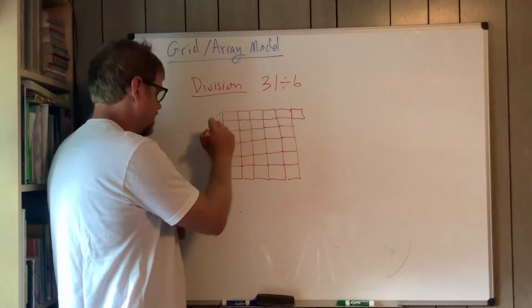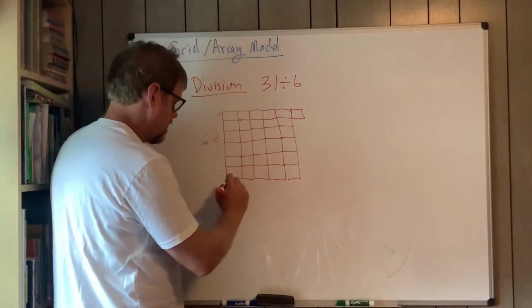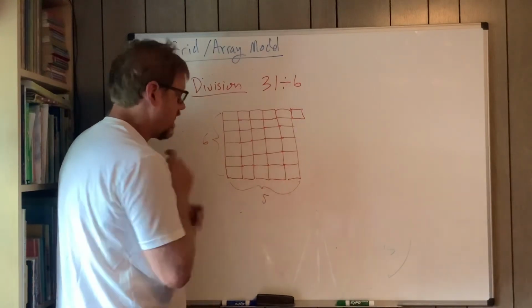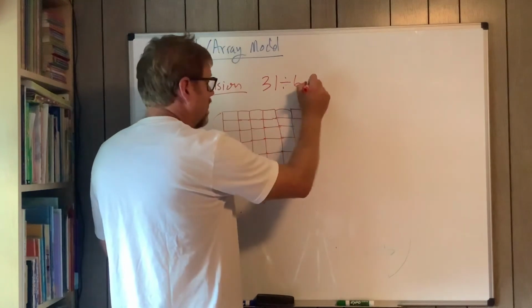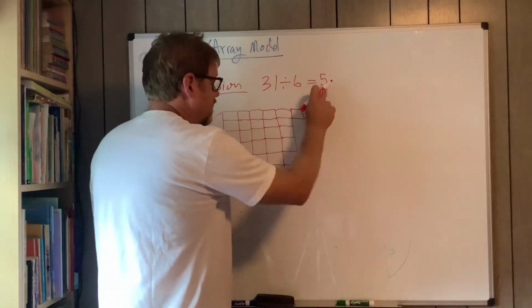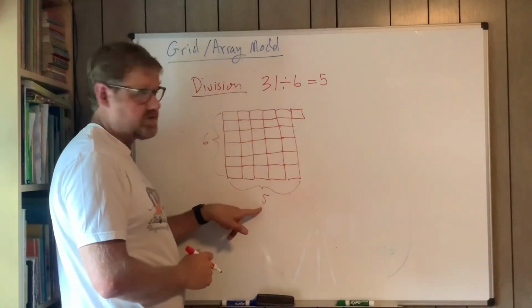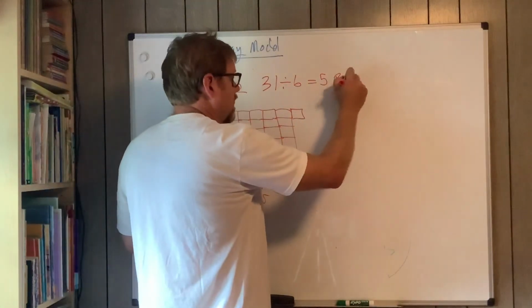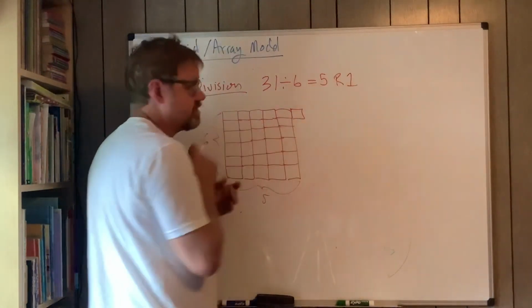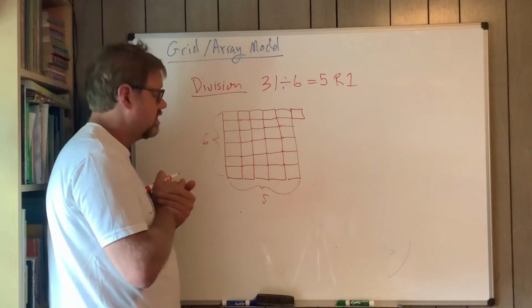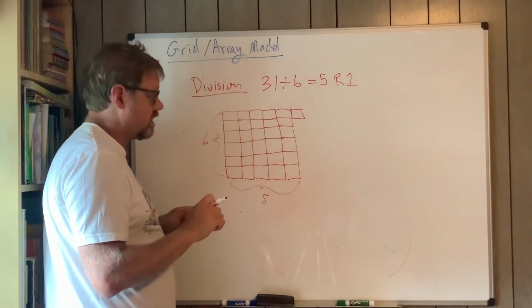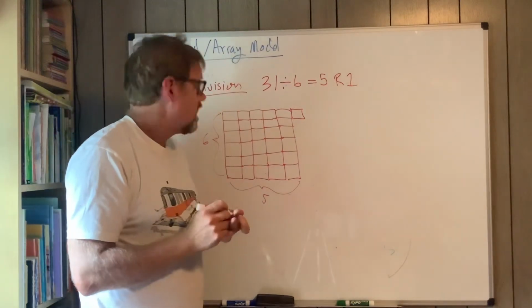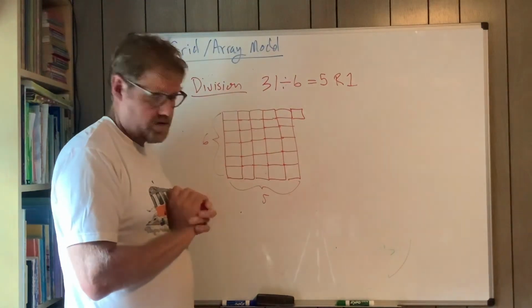And so I'm going to actually do 6 and 5, right? And so what this shows is that the quotient is 5, right? And the remainder is, there's just 1 sitting off the end of it. So you've got that. Okay. All right, and so that's a grid or array model.